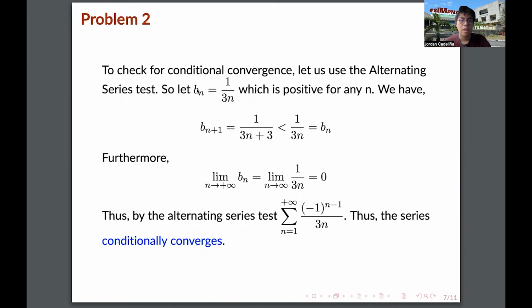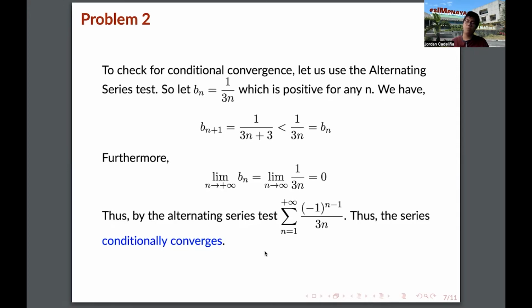Furthermore, the limit of b sub n as n approaches infinity is the limit of 1 over 3n, which is equal to 0. So, why? The n is in the denominator. So, when it's infinity, the denominator makes it automatically 0. So, the alternating series test is conclusive because the limit equals 0 and this b sub n is decreasing. So, this series is convergent. Thus, the series conditionally converges.